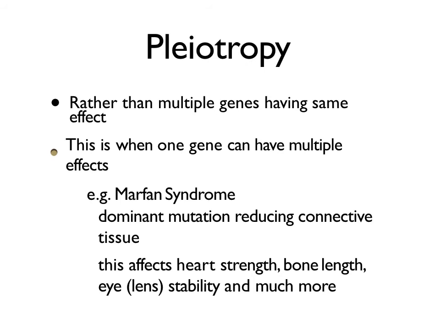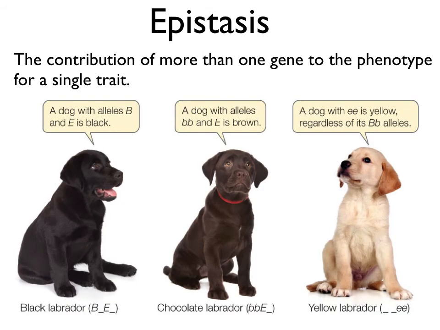All right. Now the next term I want to introduce you to is the principle or the term epistasis. Now this is when more than one gene contributes to the phenotype for a single trait. So we definitely observed that in that fruit fly example I used in the complementation analysis, right? Multiple genes are contributing to whether or not there are wings.